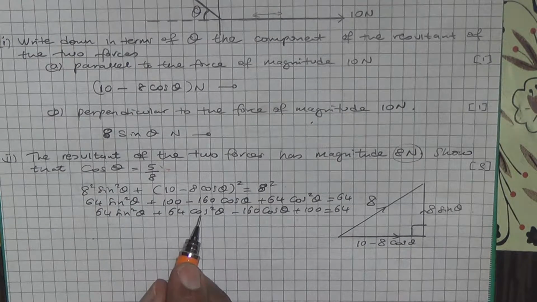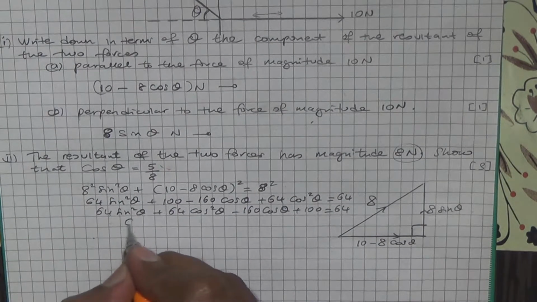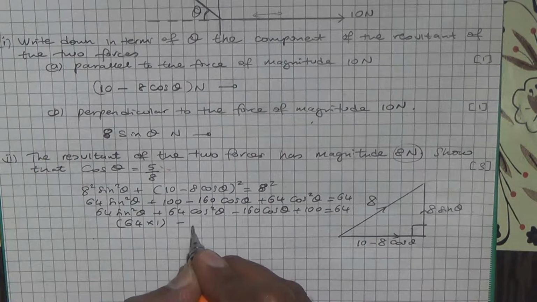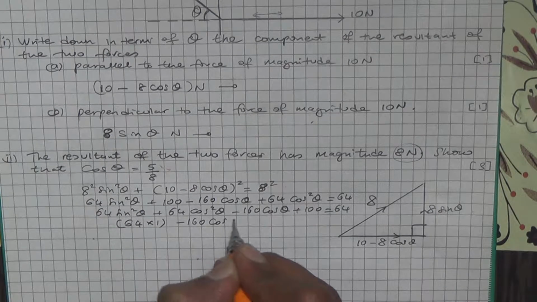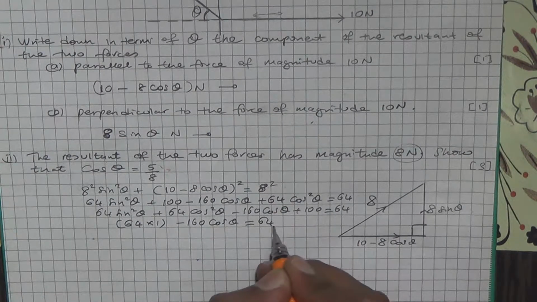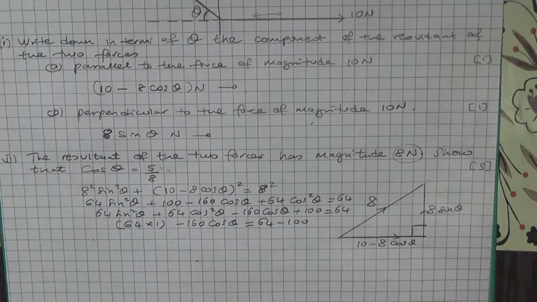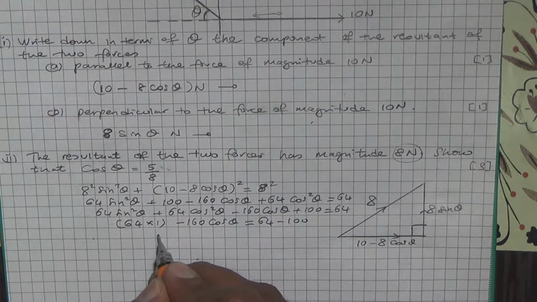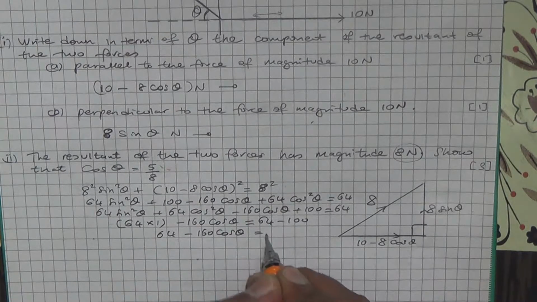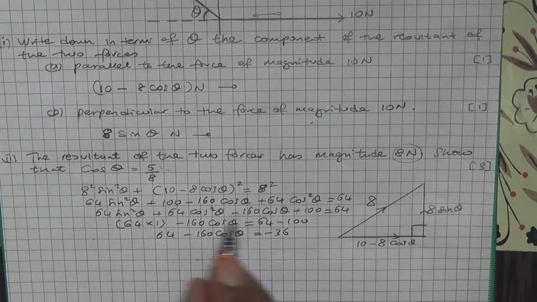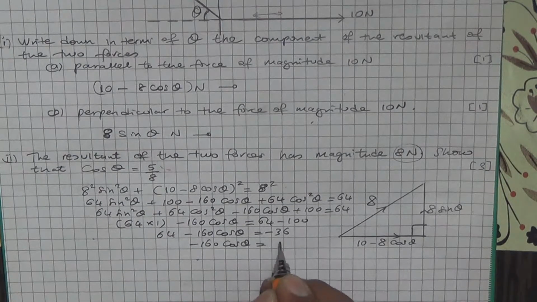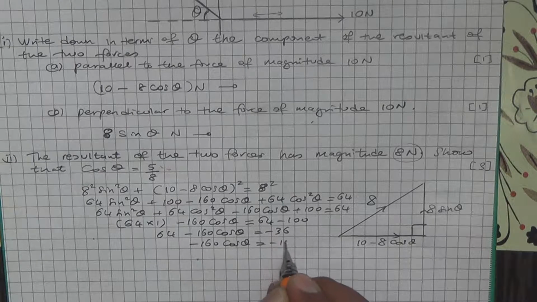Sine squared plus cos squared is 1, and 64 is common, so we get 64 times 1, minus 160 cos of alpha, and all of that's going to be equal to 64, take away 100, which is going to result in minus 36. So that's going to be 64 minus 160 cos of alpha is equal to minus 36. You take this on the other side, you get minus 160 cos of alpha is going to be equal to minus 36 minus 64, which is minus 100.